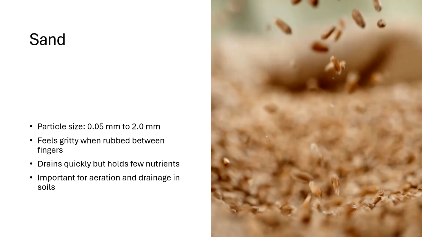Sand has large particles and large pores, which drains and aerates quickly. However, it holds little water and few nutrients, so fertility can be harder to maintain. Sands are less prone to compaction, but can be droughty without organic matter. Adding residues and mulches helps improve water and nutrient retention in sandy soils.